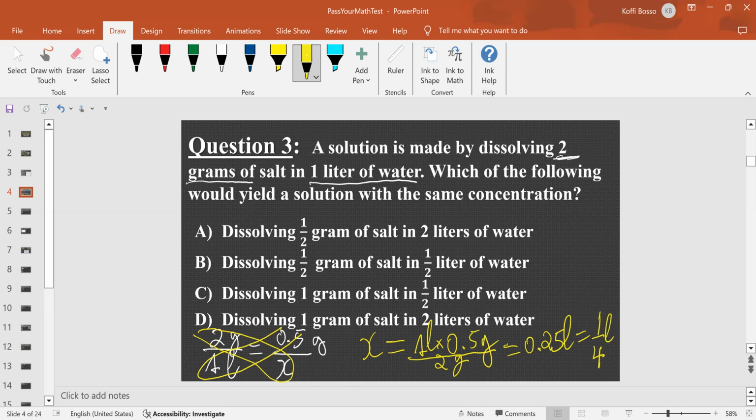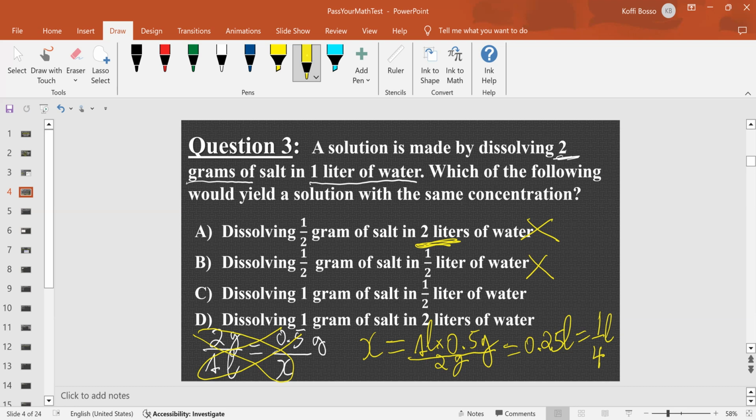liter. Okay, now the thing is this. Based on the choices here, they say 1/2 for 2 liters. No good. If they use 1/2 grams, they should get 2 liters. So A is out. And the same thing, B is out because they use the same 1/2. So if they use the 1/2, they should get 1/4 or 0.25 liter of water. So no good.